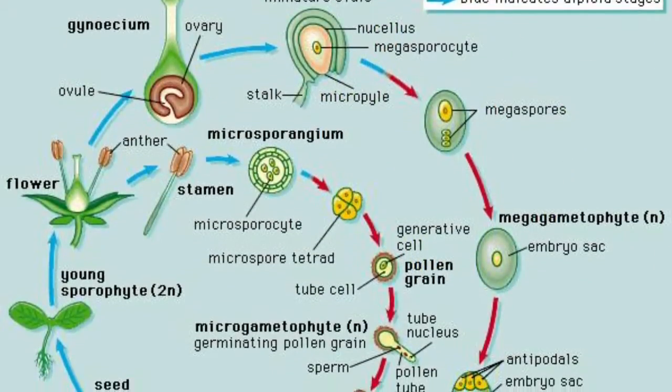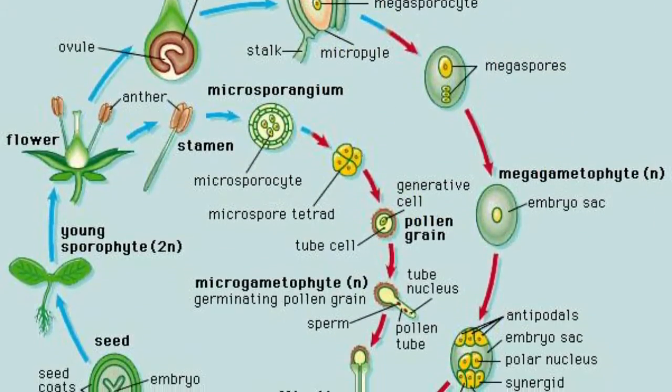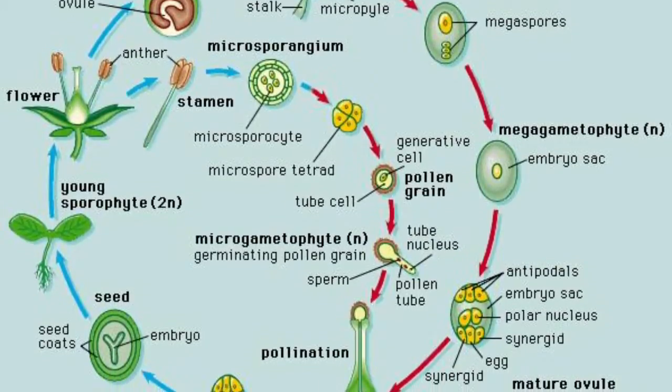The red arrow indicates haploid stages. The blue arrow indicates diploid stages.